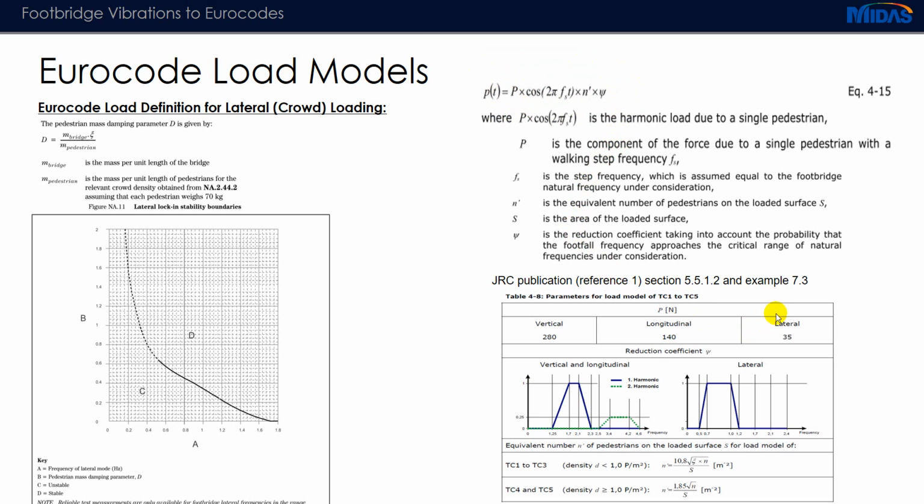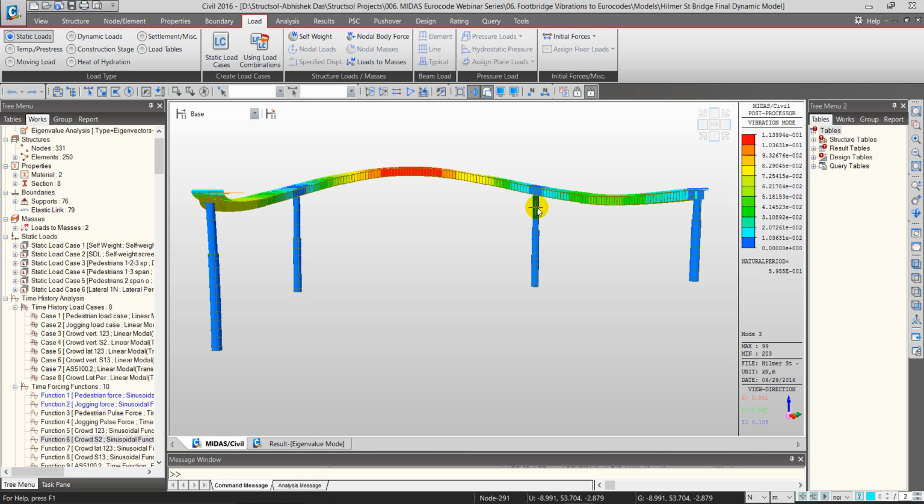So there's a table which shows what kind of amplitude should be considered for lateral loading, and then there's a reduction factor to take into account the unsynchronized response of pedestrians. There's a psi factor over here, and then the equivalent number of pedestrians, n dash, is also calculated. So that's how the lateral crowd loading is applied. Now let's see in the model how it is applied.